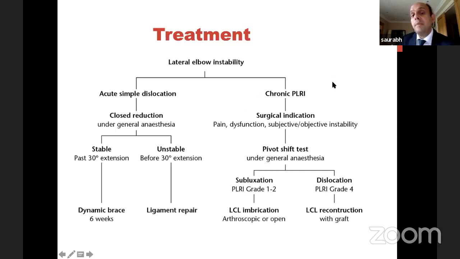If it's a chronic PLRI, you will take a clinical history, you will do your pivot shift test, you can do your MRI scans and X-rays. And if the ligament is partly intact, if it's a grade 1 or 2, you just do some sort of reinforcement, imbrication. If the ligament is completely gone, completely absent, you can take a palmaris longus autograft or an allograft.